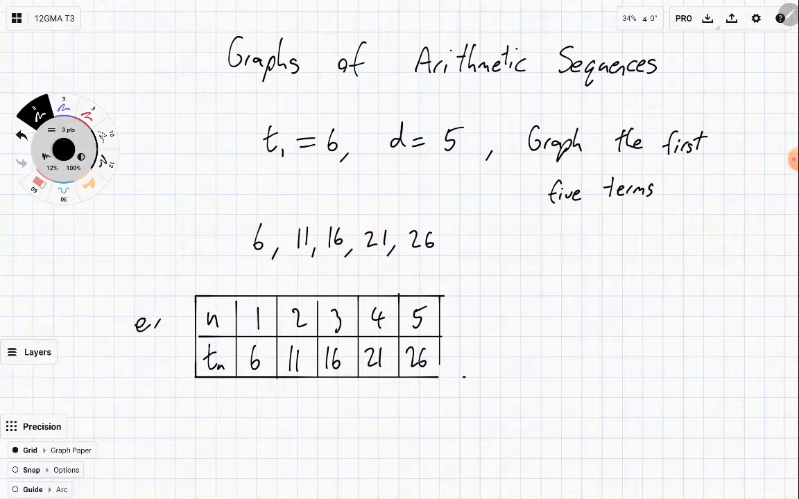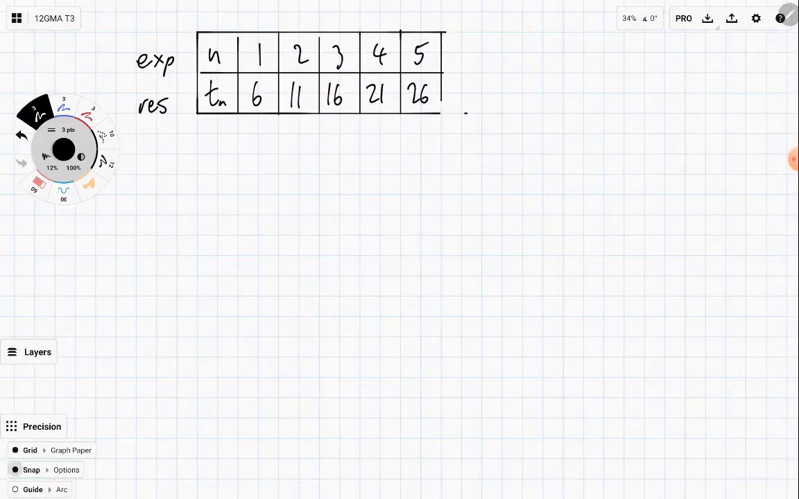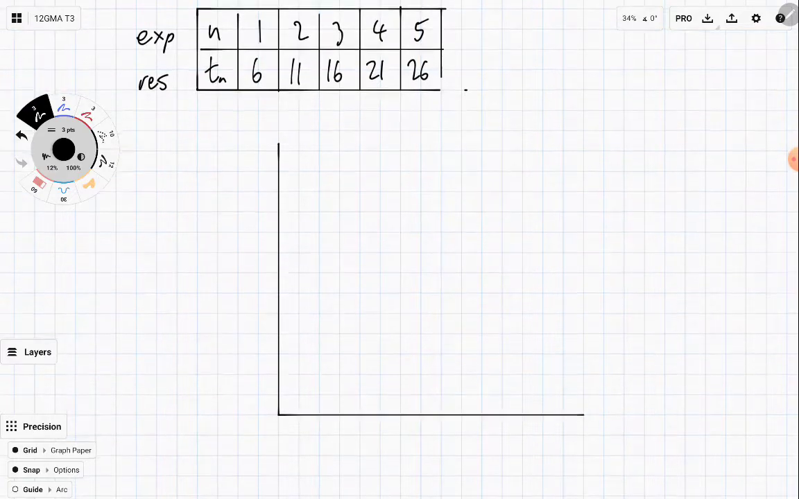And this is going to be like our explanatory variable. This is going to be like our response variable. We're going to draw it up just like a graph. Alrighty? Except instead of having x and y as our 2 variables, we're instead going to have n, the term number, down here, and then up here we're going to have t of n, the term itself.